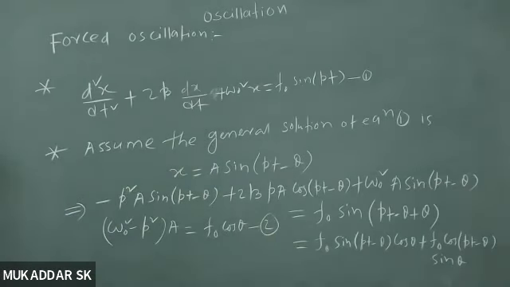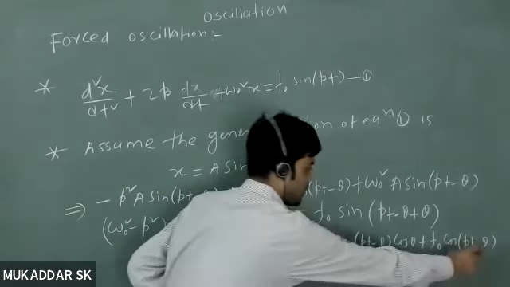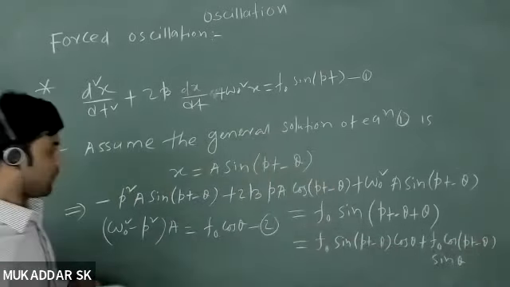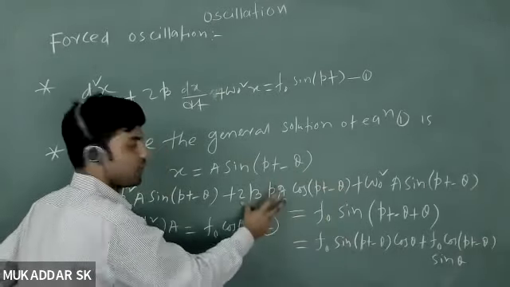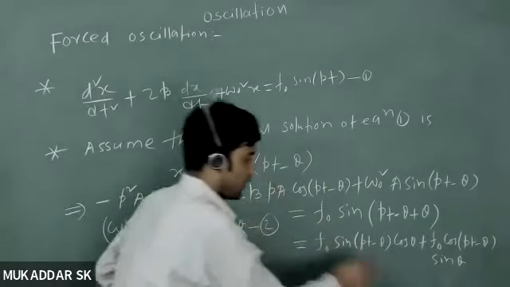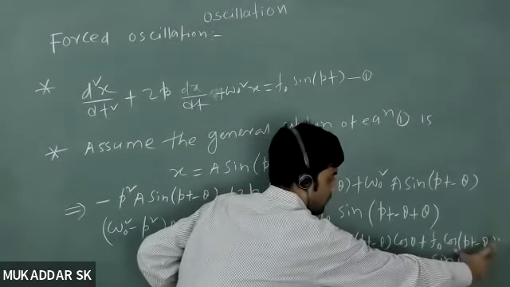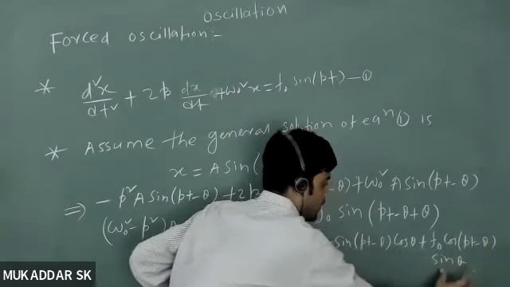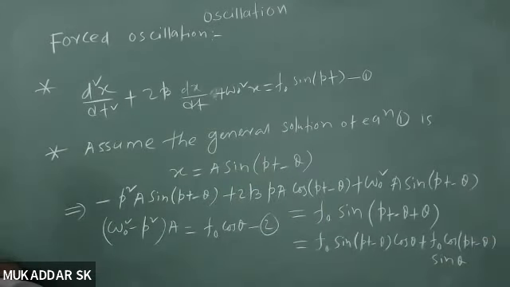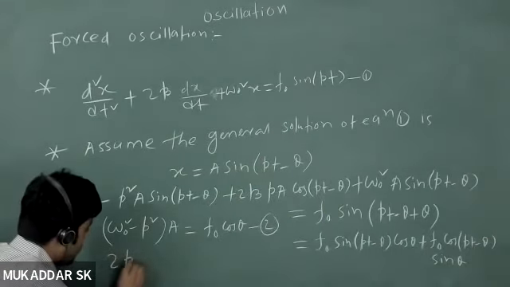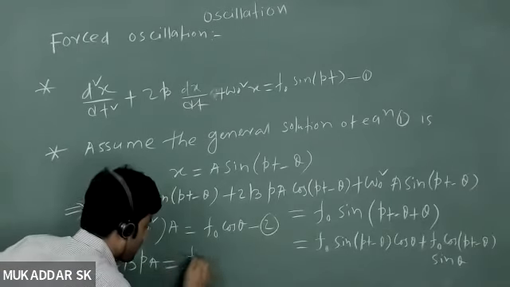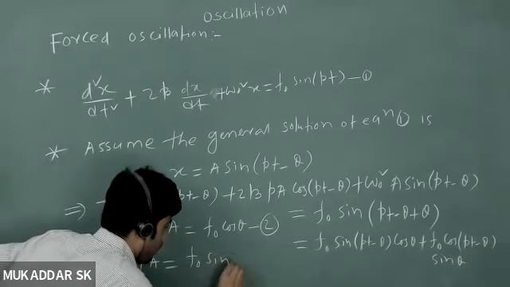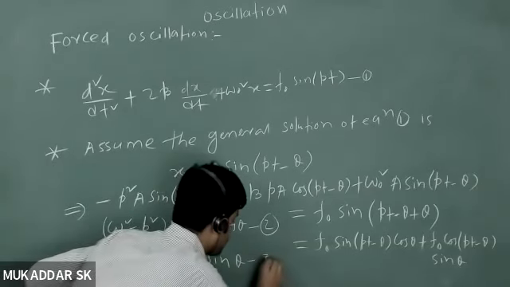Similarly, if you compare the coefficient of cos pt minus theta, on the left hand side only this term contains cos pt minus theta, and its coefficient is twice beta pa. The coefficient of cos pt minus theta on the right hand side is F naught sine theta. So I can write twice beta p into a equals F naught sine theta, and let us assume this is your equation number 3.